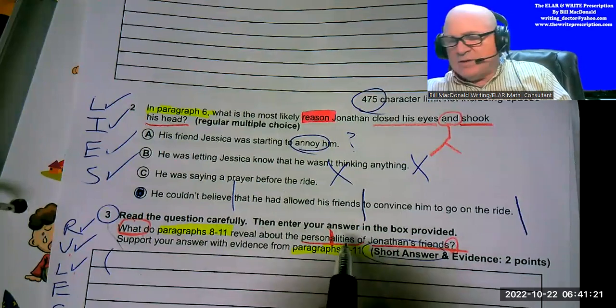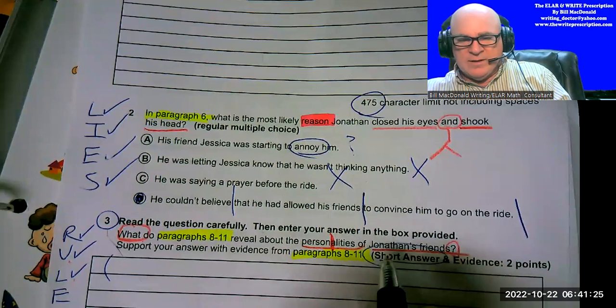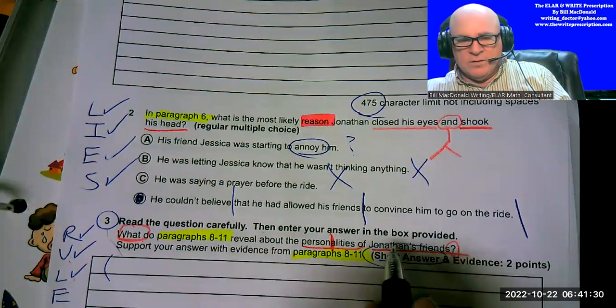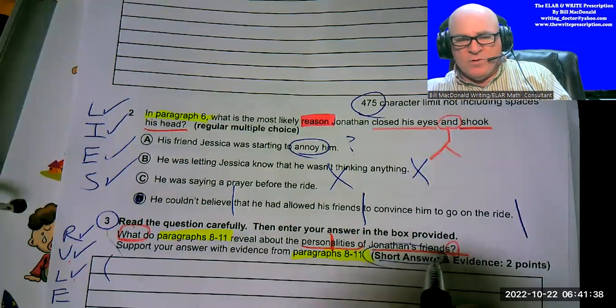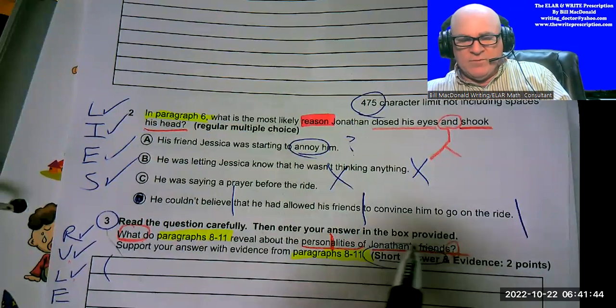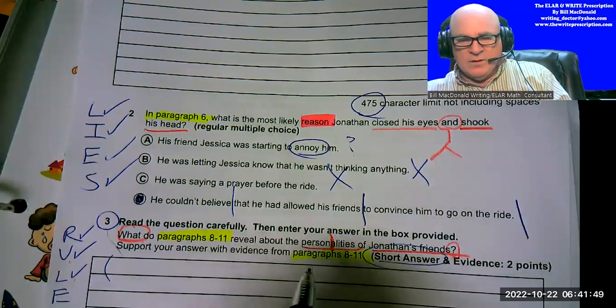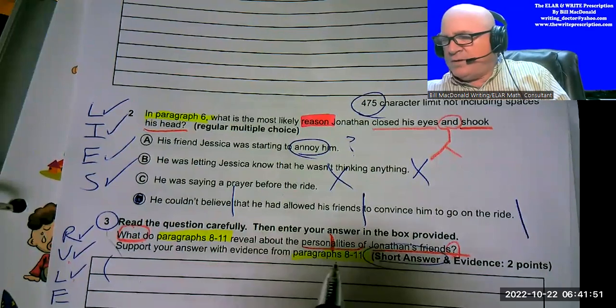So if your students misunderstand the question, they're going to look at Jonathan's personality and they'll get the answer wrong because the evidence will be based on Jonathan. Since we're asking about Jonathan's friends, that's what we're going to focus on, Jonathan's friends. Then support your answer with evidence from paragraphs 8 through 11. Short answer and evidence equals 2 points.